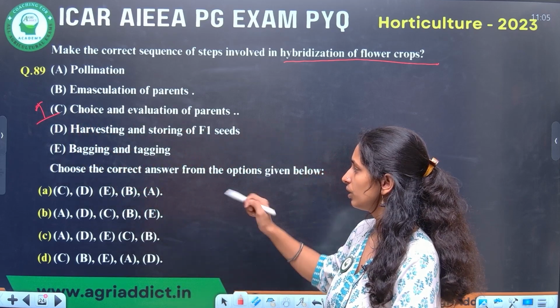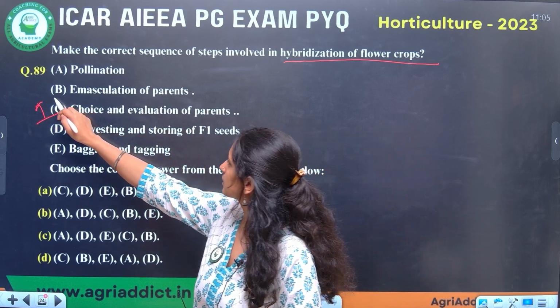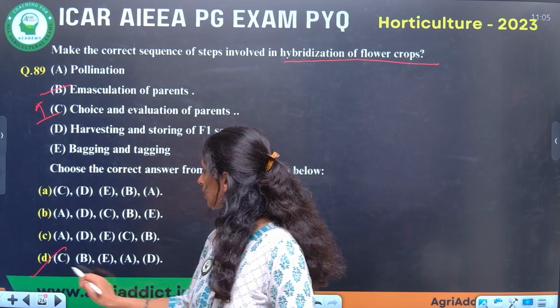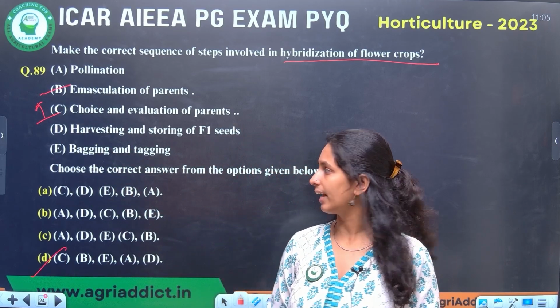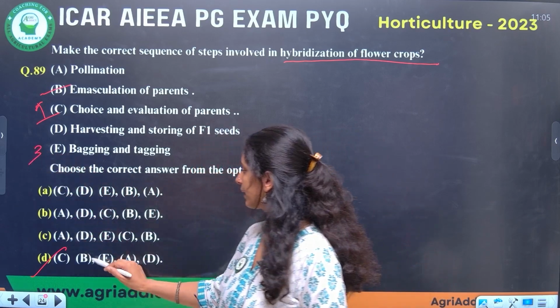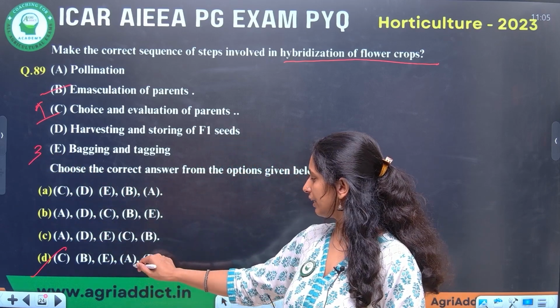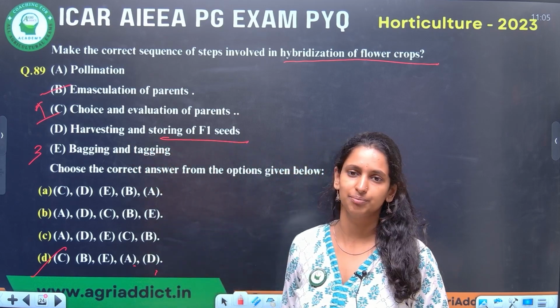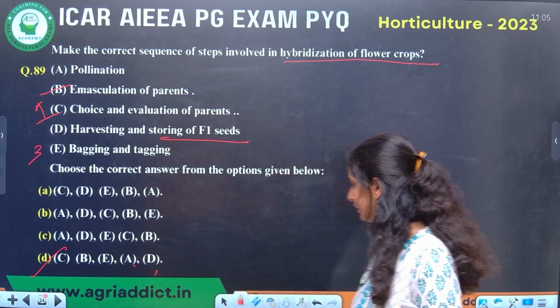Next, what will we do? Next, we will go for the emasculation of the parents. So, C, B. Then we will be bagging and tagging. So the third step is bagging and tagging. The next step will be pollination, and the next step will be harvesting and storing of F1 seeds. So option D is the right answer.